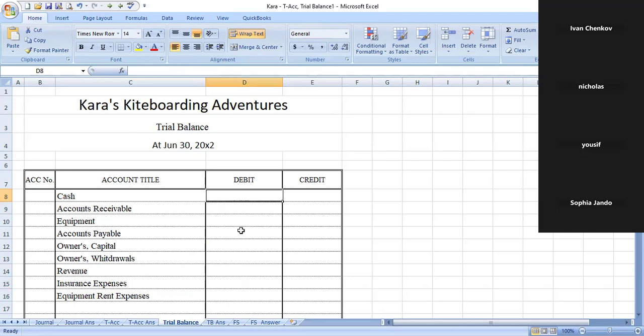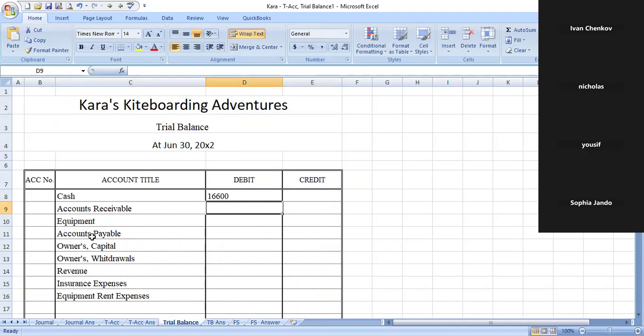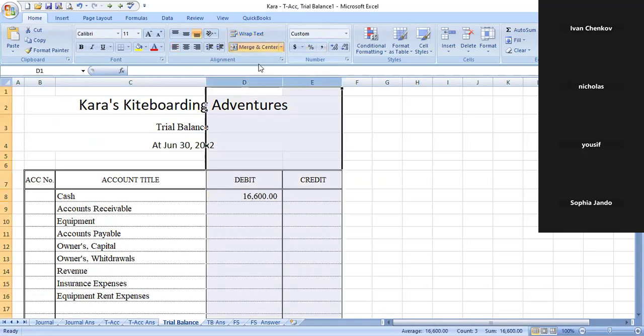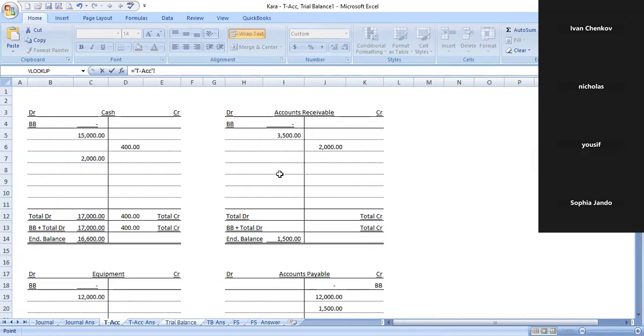So let's go with the cash. How much was the balance of the cash? We're going to go here and we're going to see that our balance of the cash was $16,600. And we're going to get it. So my cash is $16,600. Accounts receivables. We know accounts receivables, it's an asset account, so a balance should be debit. We're checking here, balance is debit, move it there.